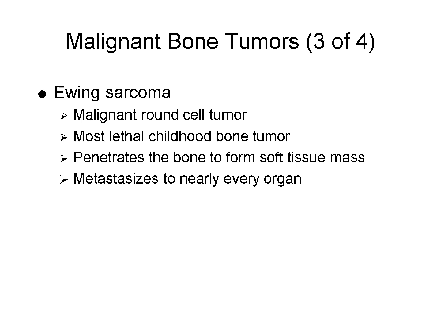Ewing sarcoma is the most lethal bone tumor in children and often forms a soft tissue mass outside the bone. It can rapidly metastasize to organs like the lungs and liver. The tumor penetrates the bone and may be mistaken for infection or trauma initially. Prompt diagnosis and aggressive treatment are critical.